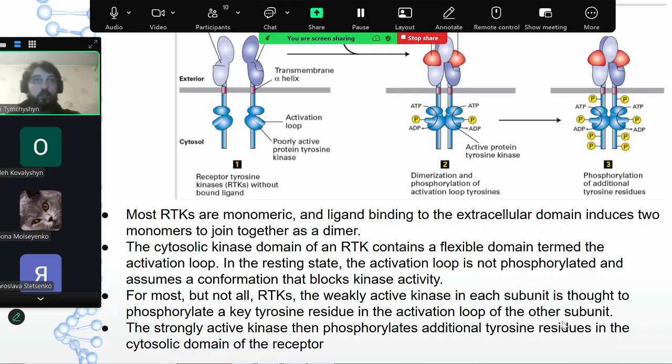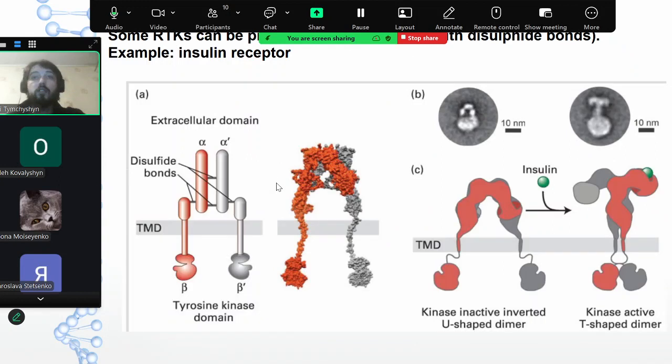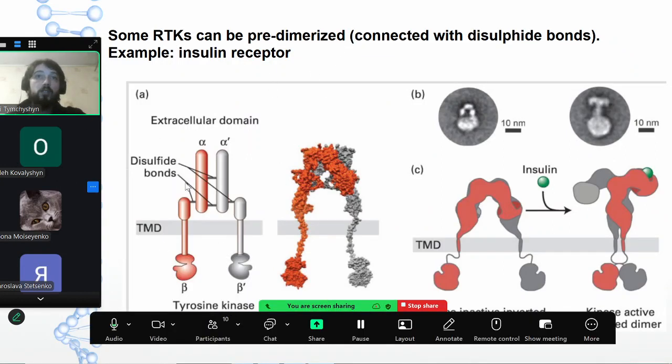So they phosphorylate each other, crisscross, and the strongly active kinase then phosphorylates additional tyrosine residues in the cytosolic domain of the receptor. Here is the insulin receptor. It differs a little bit because it is pre-dimerized. Most RTKs exist as monomers, but during all that diffusion movement, they meet and they dimerize.